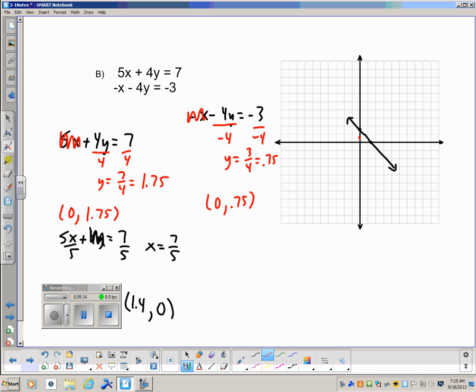And then we've got another one here: negative x minus 4y equals negative 3. This time I'm going to cover up the y's, so my y value is 0. Divide by negative 1, and x is 3. So we've got 3, 0. And we can connect those.